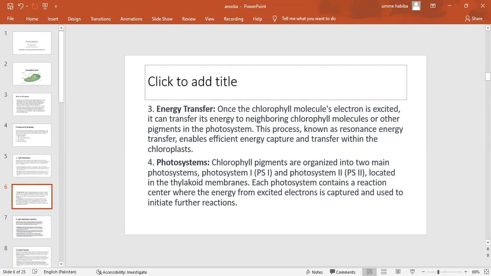Energy transfer. Once a chlorophyll molecule is excited, it can transfer energy to neighboring chlorophyll molecules or other pigments in the photosystem. This process, known as resonance energy transfer, enables efficient energy capture and transfer within the chloroplast.